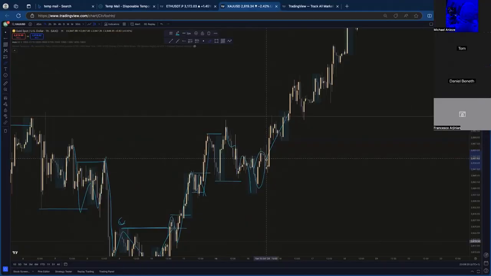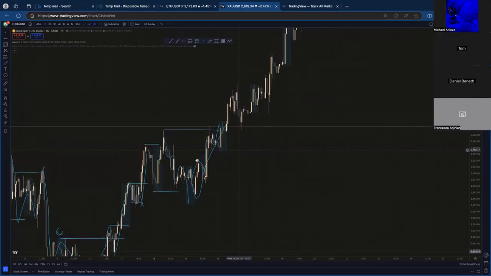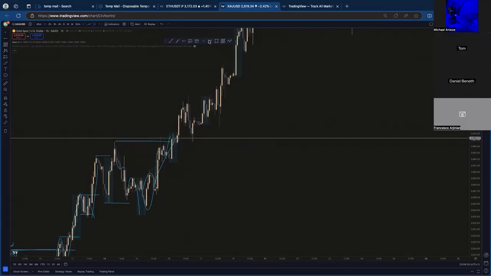Substructure, minor structure, break of structure, right? Substructure, substructure, substructure, minor structure. Price shot off to break a new structure.